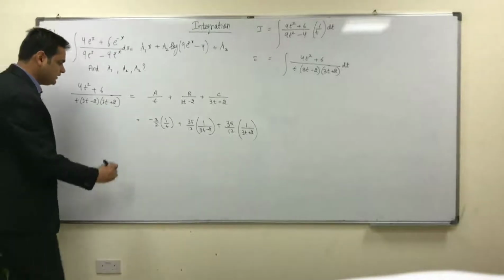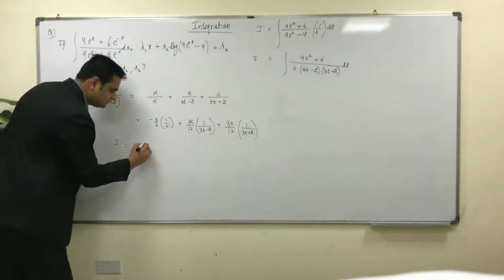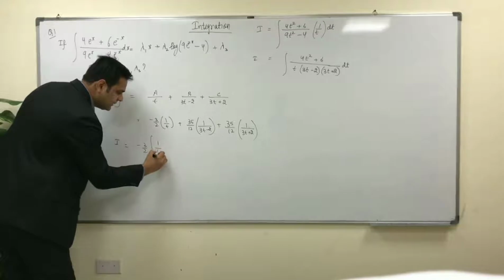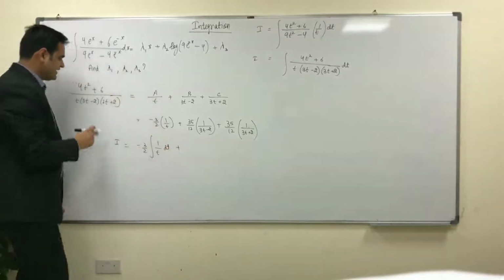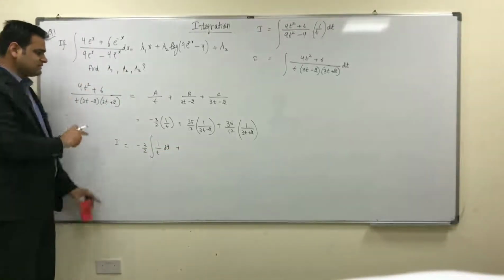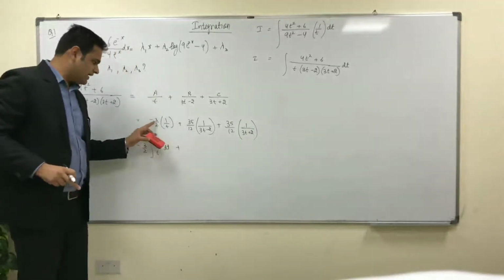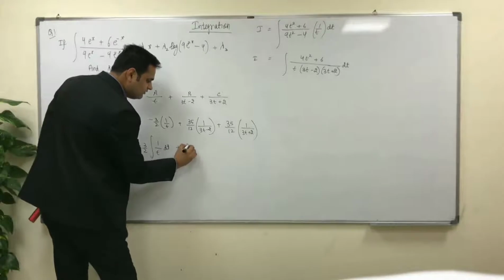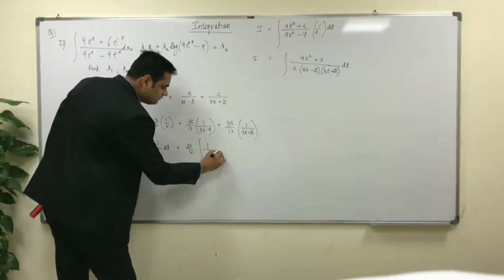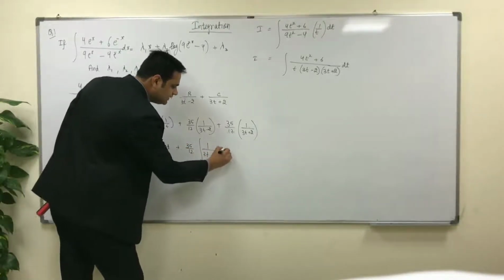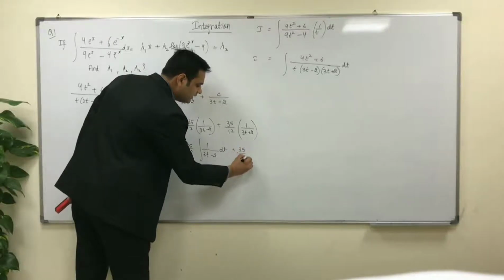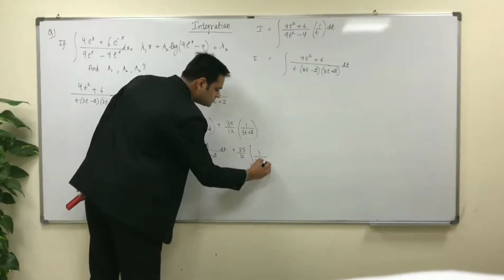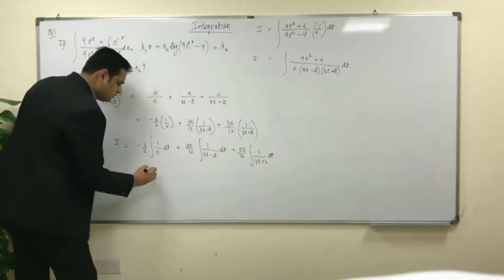Now, if I want to integrate it, my I is nothing but integration of this, so minus 3 by 2, 1 by t dt. You can see I just want to integrate this, means integrating all these numbers. So here minus 3 by 2 will come out, it will be 1 by t dt, 35 by 12 will be out, integration of 1 upon 3t minus 2 dt, 35 by 12 is also out, integration of 1 upon 3t plus 2 dt.